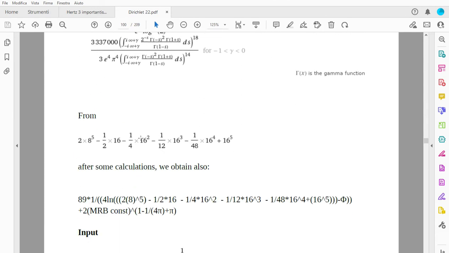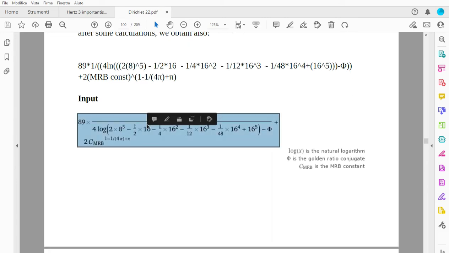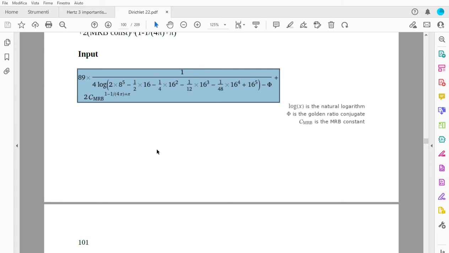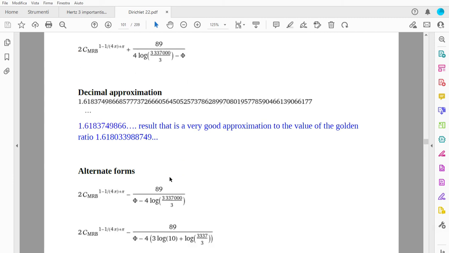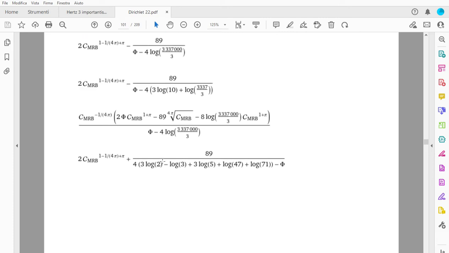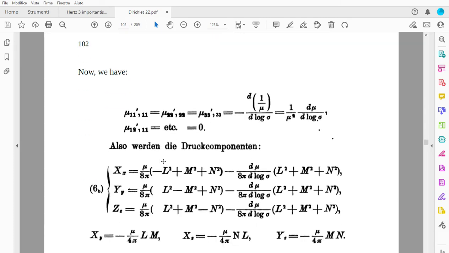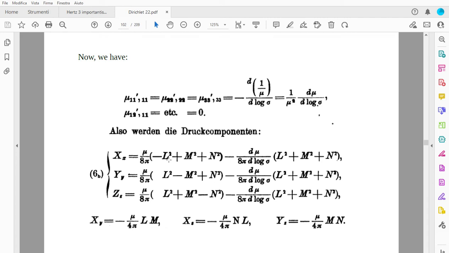From the previous expression, after some calculation, we obtain also this other expression that is equal to a result that is a very good approximation to the value of the golden ratio. Also here the study of the function.